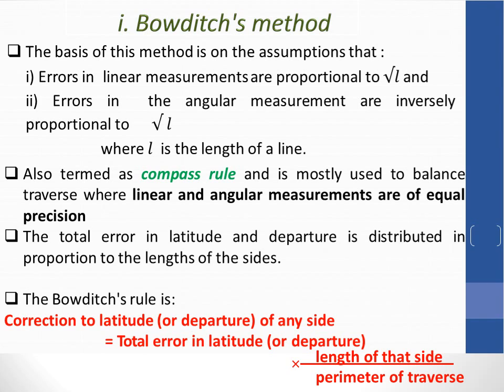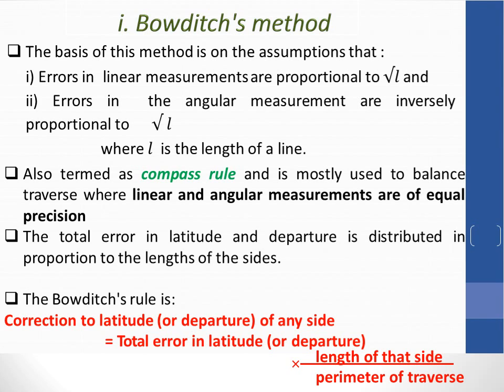We will see what is the equation for Bowditch's rule. The equation for Bowditch's rule is: correction to latitude or departure of any side equals total error in latitude or departure into length of that side by perimeter of traverse. This equation is important. You have to study it by heart because you will get problems to solve with this method or with the transit method. So you have to study the equation.